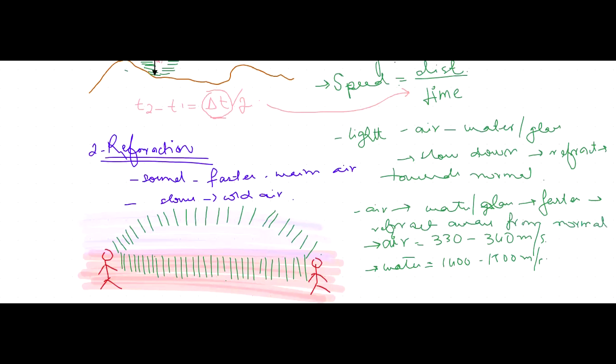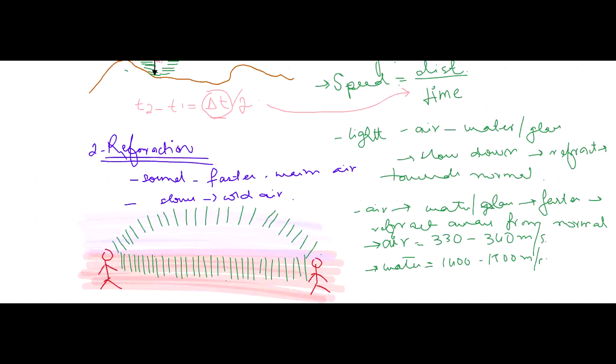Right? So remember this. Light is faster in air. The same light, when it travels through water or glass, it becomes slower. Sound wave, on the other hand, is the opposite. Sound wave is slower in air. The speed is 330 to 340. You need to remember these values. But the same sound wave, when it starts to travel through water or glass, in glass, the speed is 4,000 meters per second. So imagine how fast. It actually travels much, much, much faster.